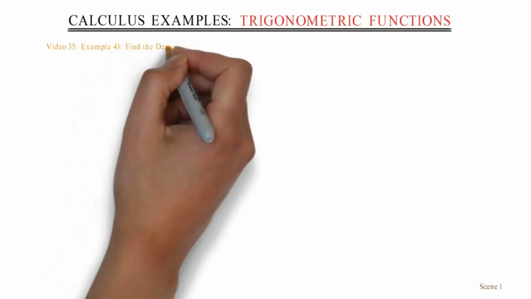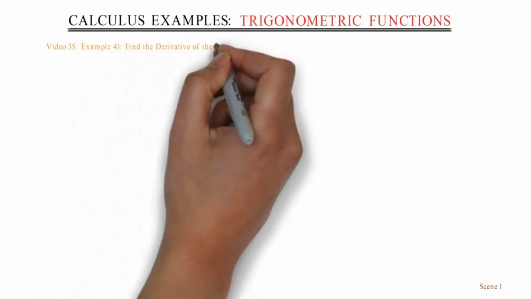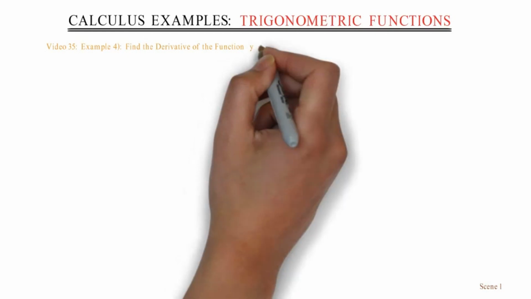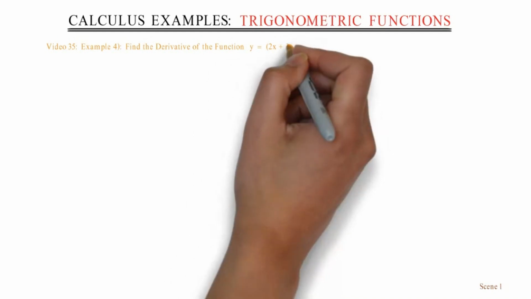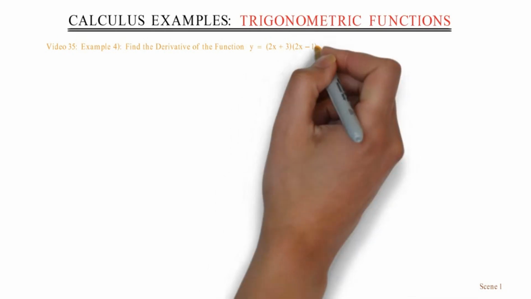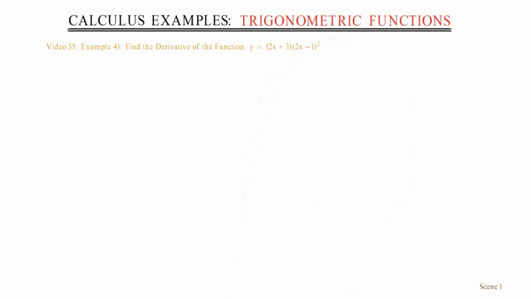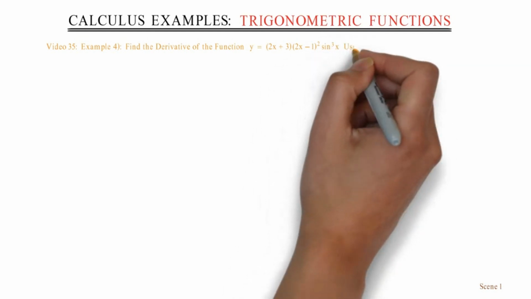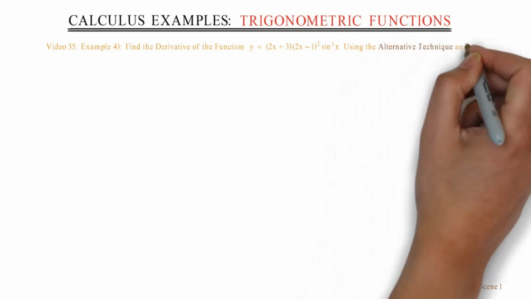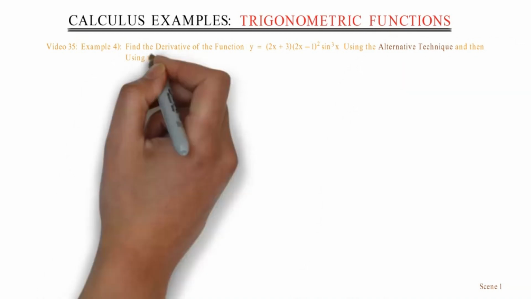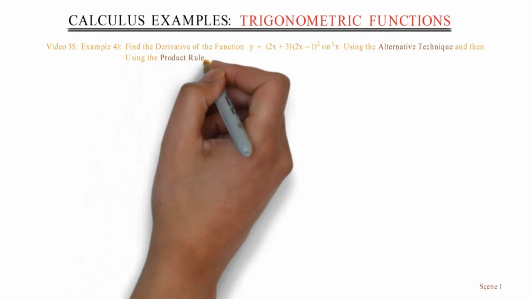Find the derivative of the function y equals (2x plus 3) times (2x minus 1) all squared, times sine cubed of x, using the alternative technique and then using the product rule.